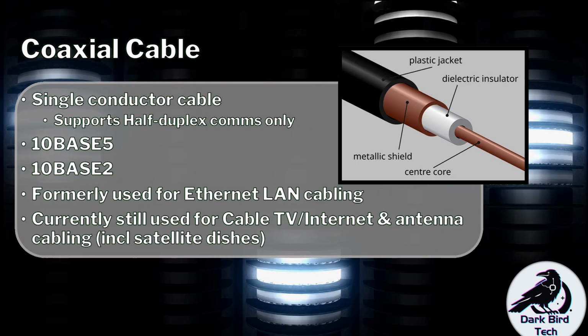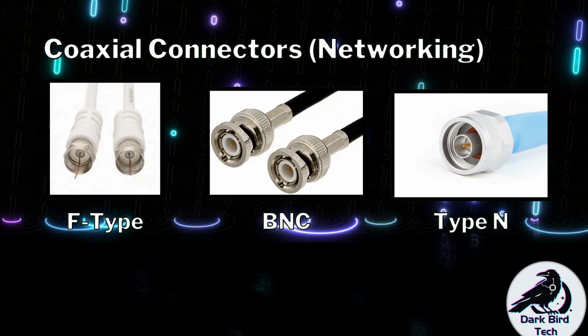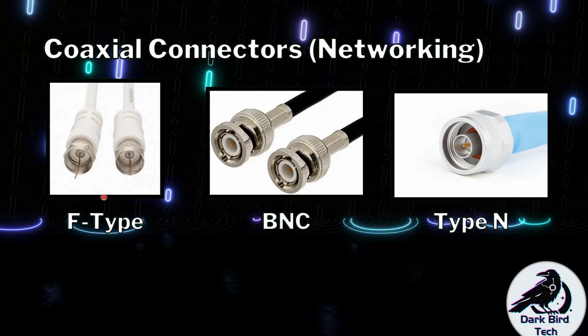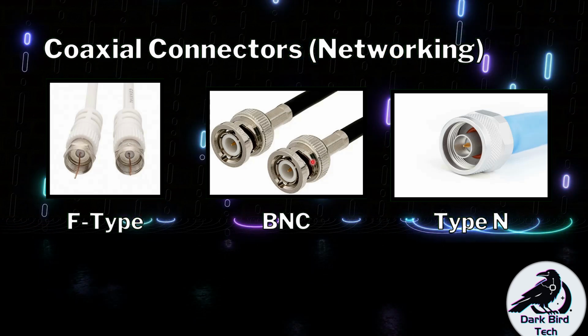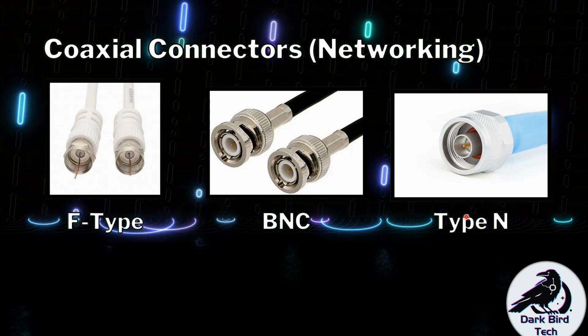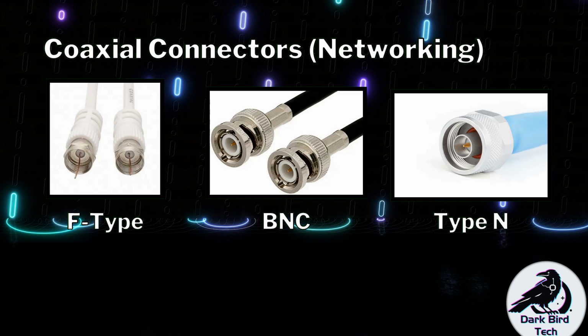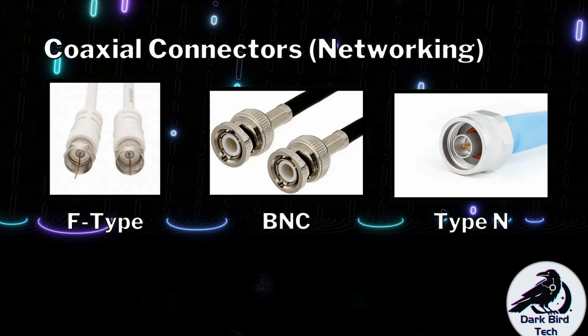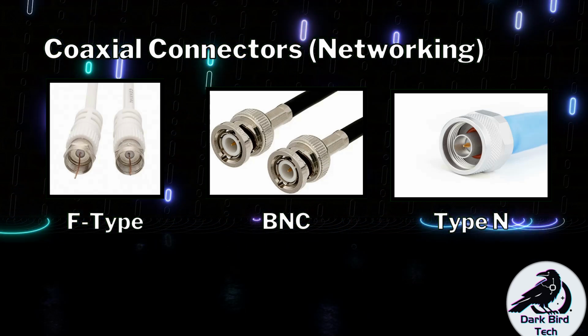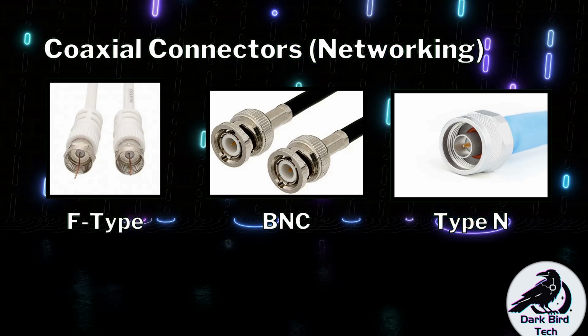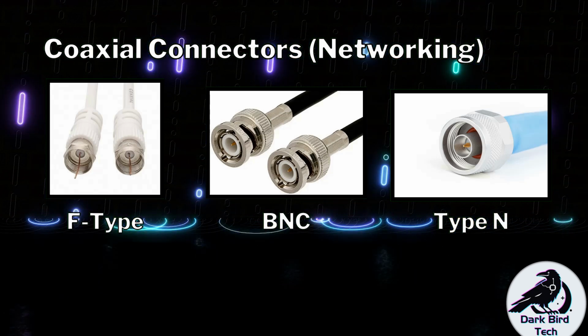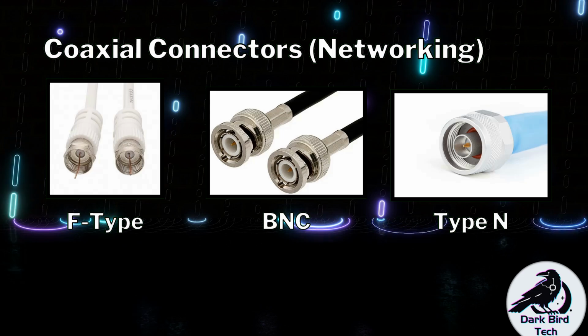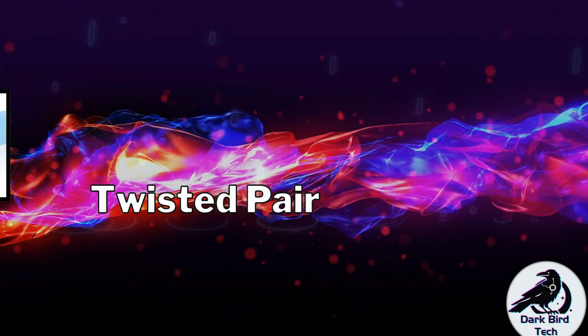Now, if you do end up dealing with coaxial cables in networking, you'll usually have either the F-type connector, the BNC connector, or the Type N connector. Generally, BNC and Type N tend to be the most common nowadays in the networking space, with the F-type hanging around for things like cable TV and satellite connections. Now let's move on to something a little bit more modern and relevant, like twisted pair.